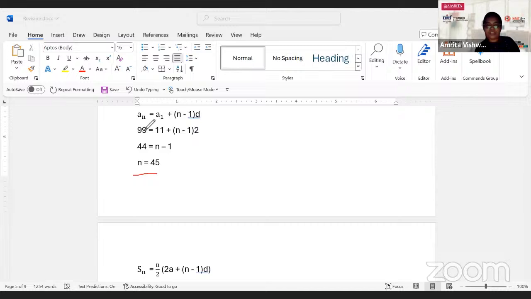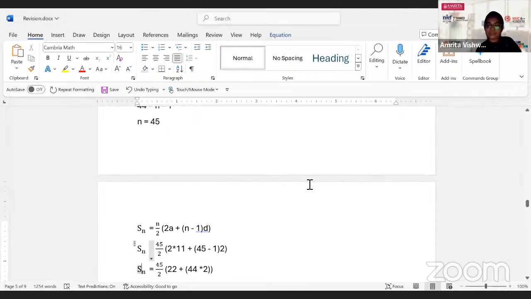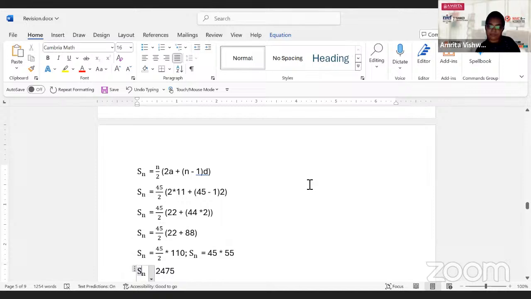Okay. After solving this, you'll be able to get the value of N as 45. Once you have the value of N, it's the sum of N terms: N by 2 into 2A plus N minus 1 into D. It's 45 by 2 into 2 into 11 plus N is 45 minus 1 into 2. You have to just solve it and you'll get the sum of the terms.